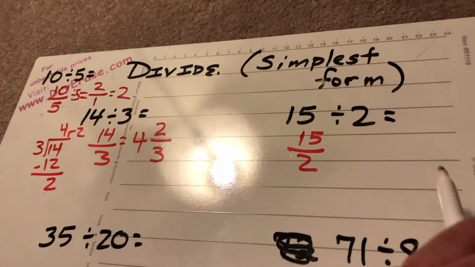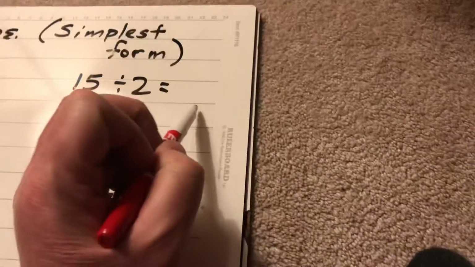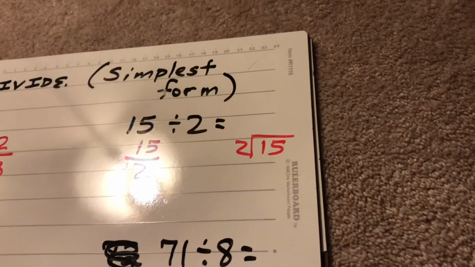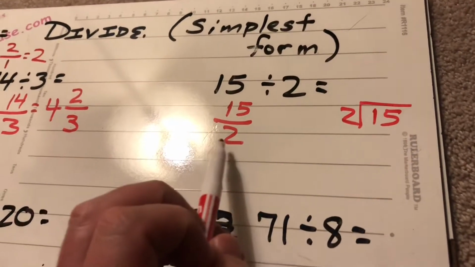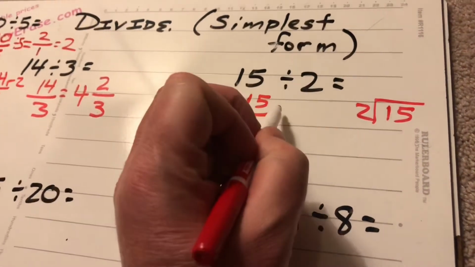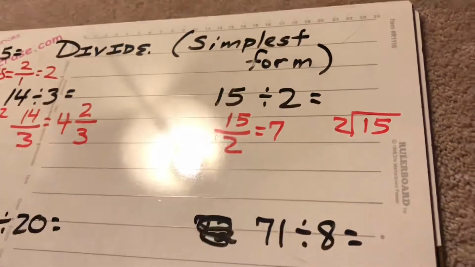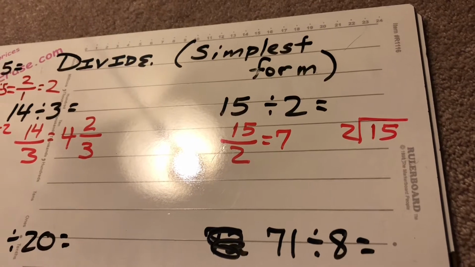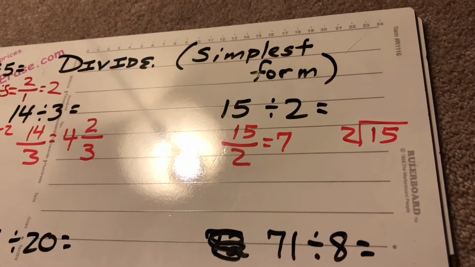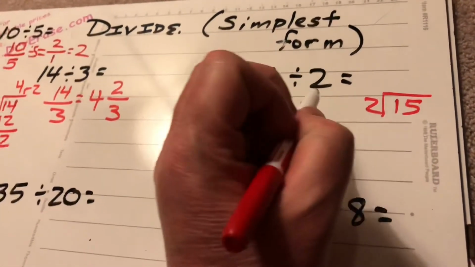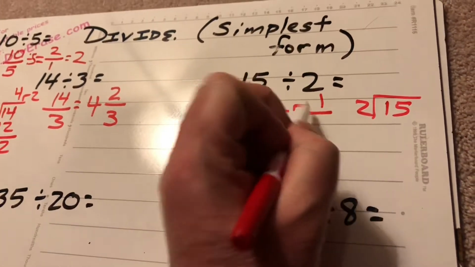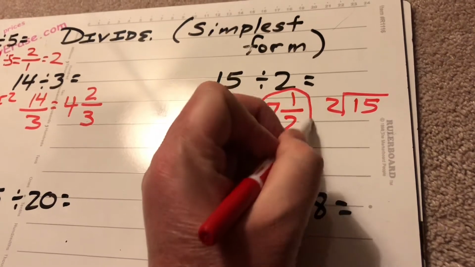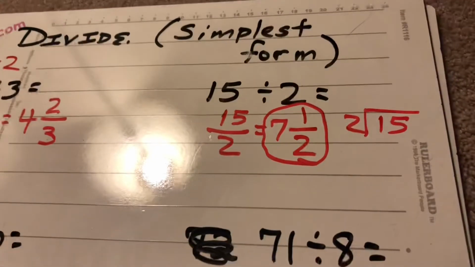So I'm going to be thinking again, 15 being divided by 2. Now a lot of these you can probably do with mental math. Like this one, I know that 2 can go into 15 7 times. I know that 2 times 7 is 14. So there's just 1 left over if I take 2 into 15 7 times. So 1 is my numerator, 2 is my denominator. I end up with 7 and 1/2.